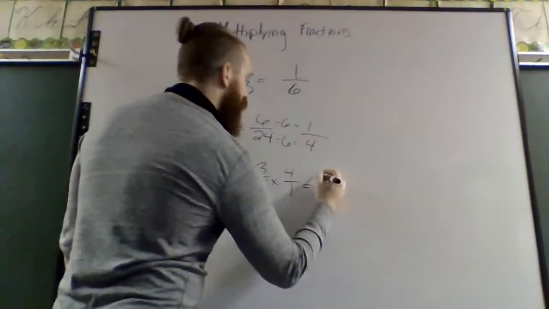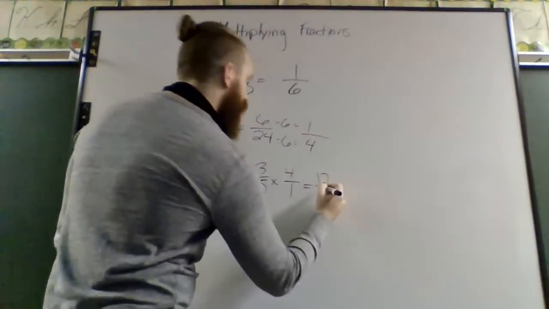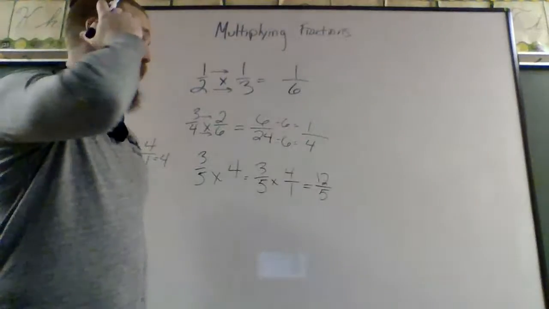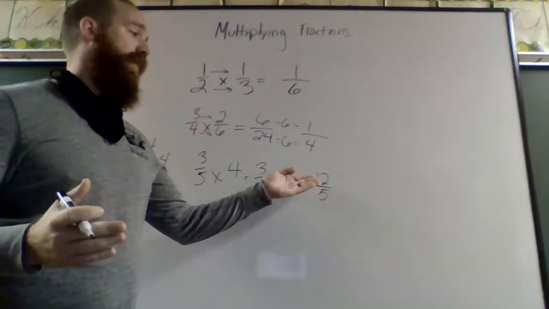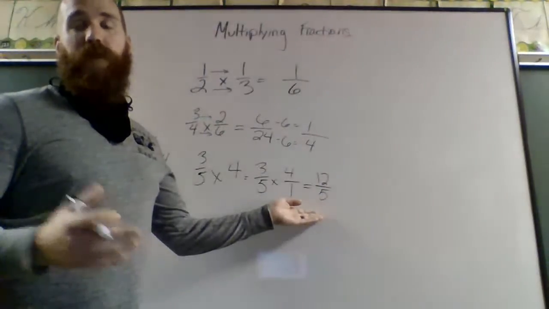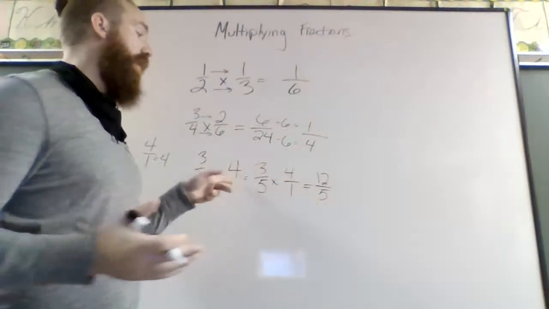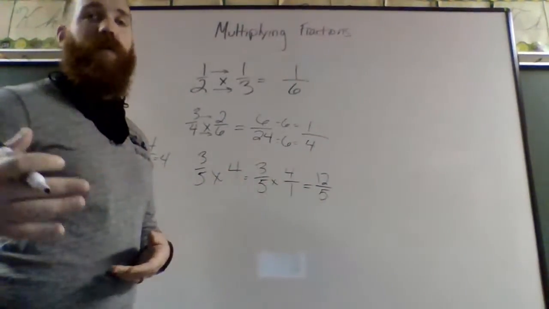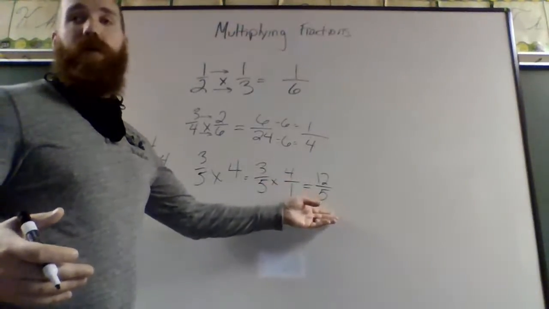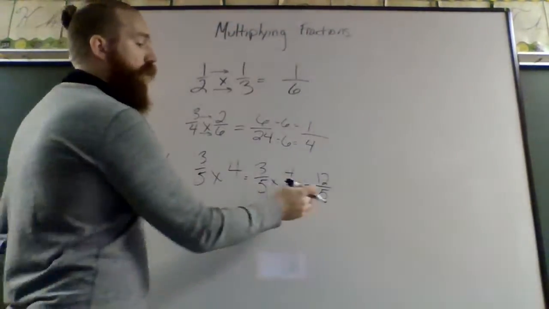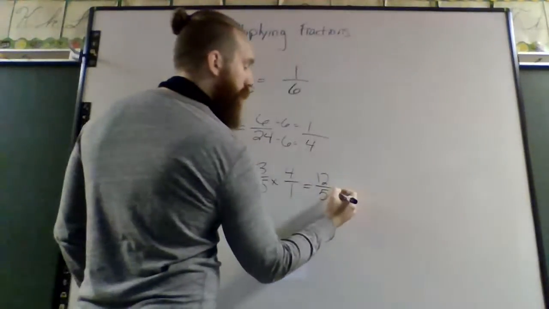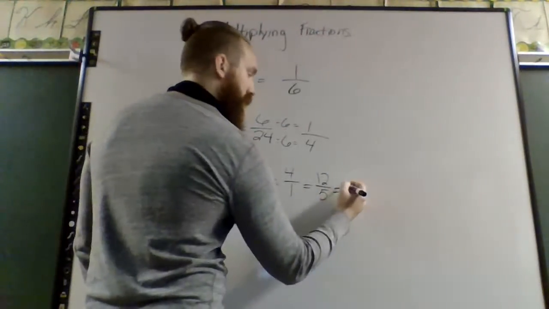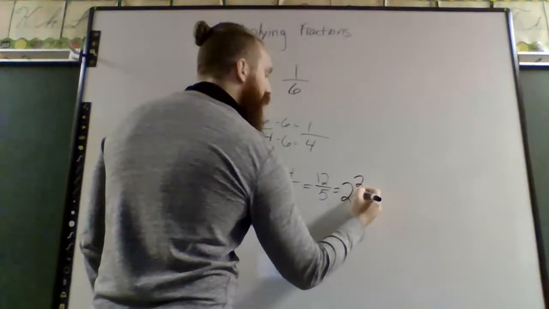3 times 4 is 12. 5 times 1 is 5. Now some of you might get to this part and be like, oh man, this can't be right because my numerator is bigger than my denominator. That can happen because you're multiplying by 4, which is a number greater than 1, right? So you're multiplying a fraction by a number greater than 1, which is going to make your answer greater than 1. Okay? So all you have to do then is simplify your improper fraction into a mixed number. 5 goes into 12 how many times? Goes in twice with 2 left over 5.